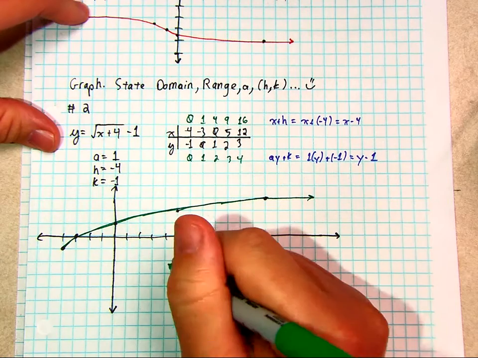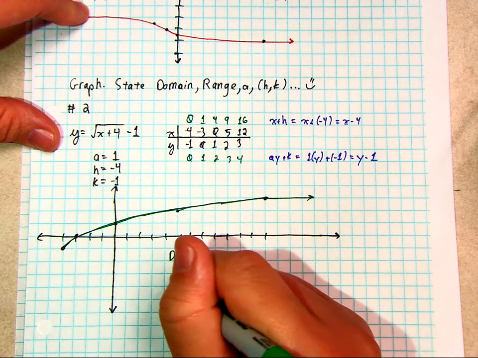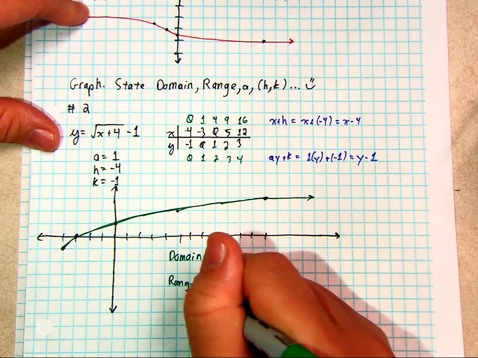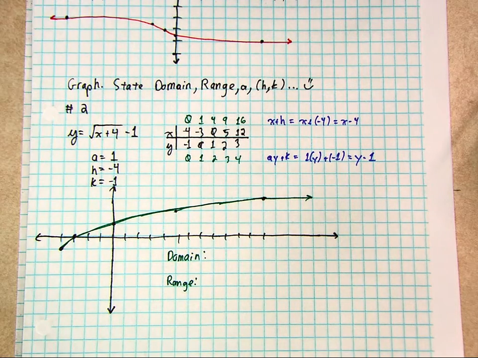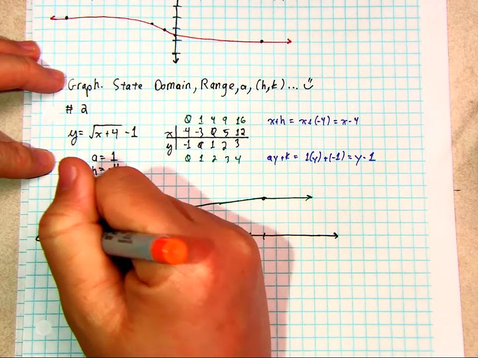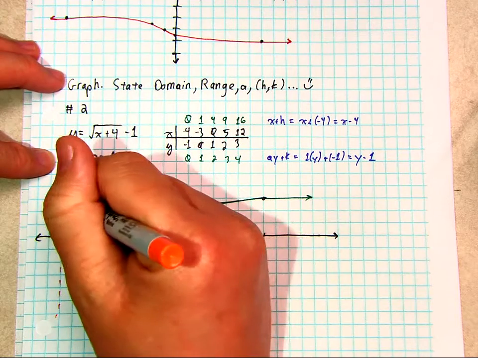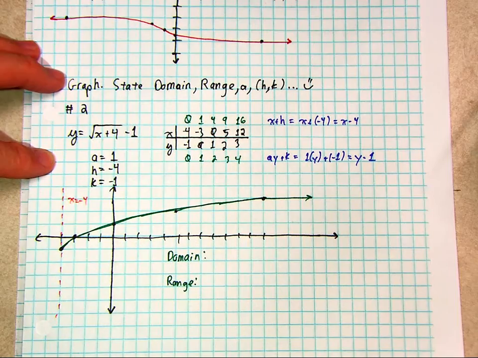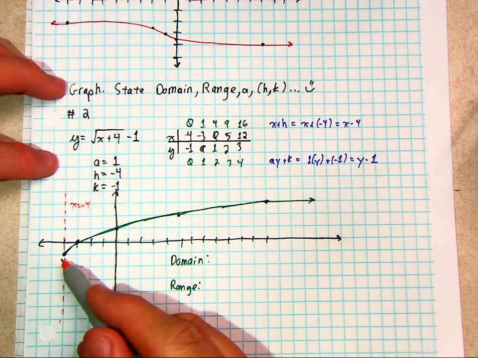Okay, domain and range. Here, what we're going to look at is the x's and the y's. What are possible values? Now if we look all the way over here, it kind of cuts off. I'm going to draw in this little dashed line right here, and I'm doing it in orange. And that happens to be the line x equals -4. This graph will never go behind that line. It stops right there and is done.